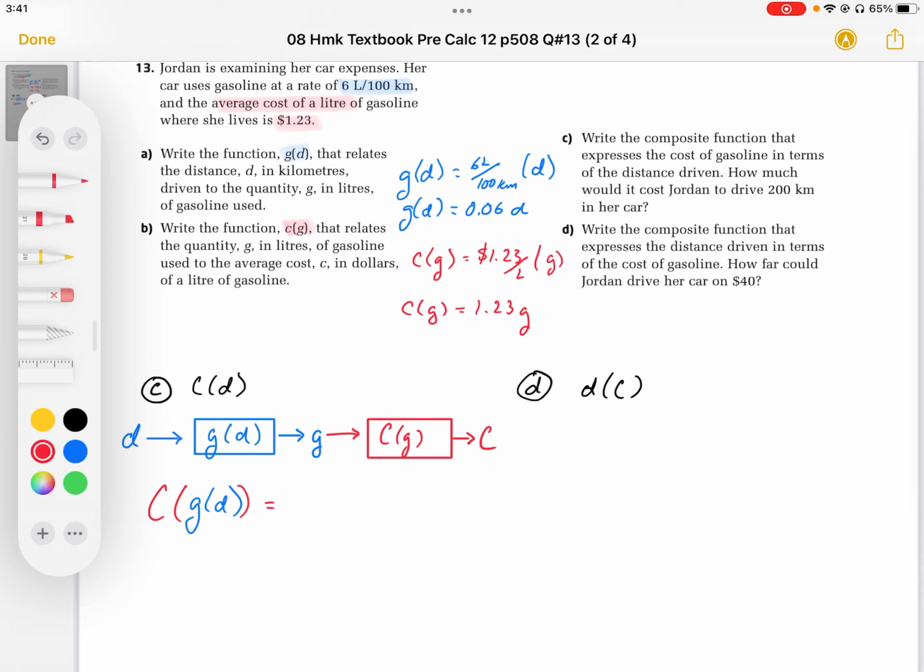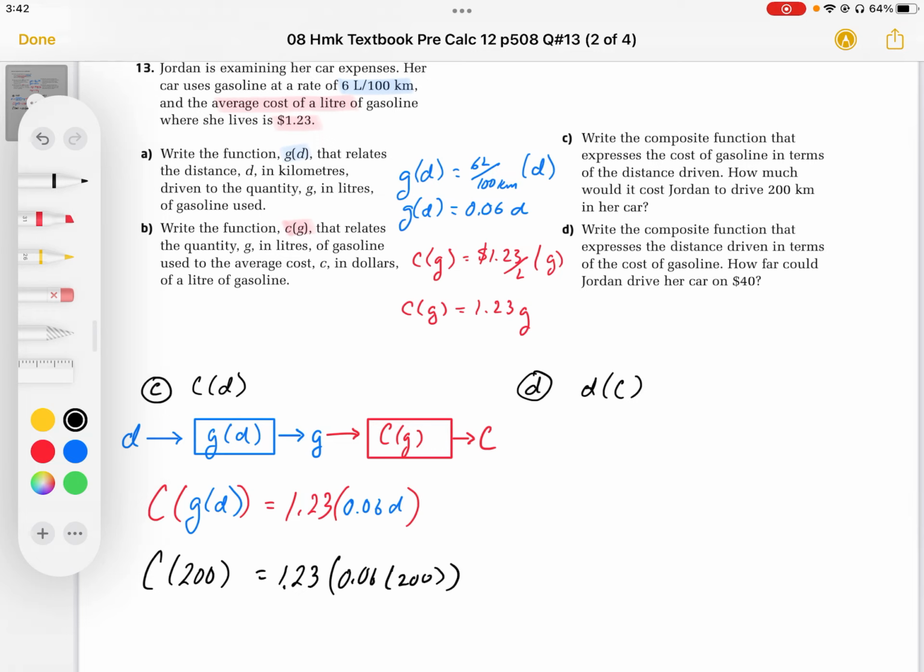Okay, so when I actually write it out, it's going to be 1.23 times, and embedded inside that, I'm going to embed my G function of 0.06D. Okay, so there's my new equation, and then I can use that new equation to calculate the cost. So going to my calculator here, I want to calculate C, the cost when I've driven 200 kilometers. So I'm just going to plug in 200 kilometers into this.